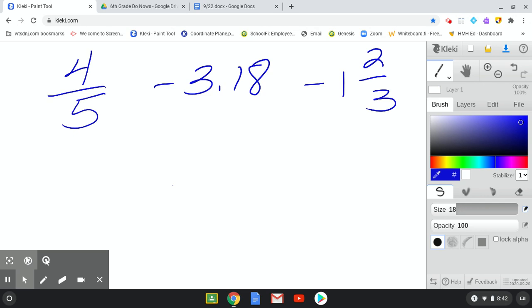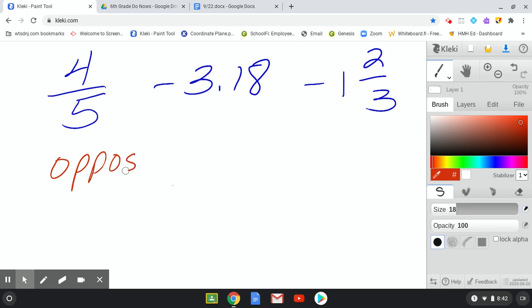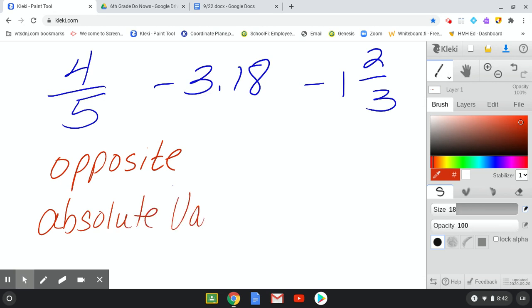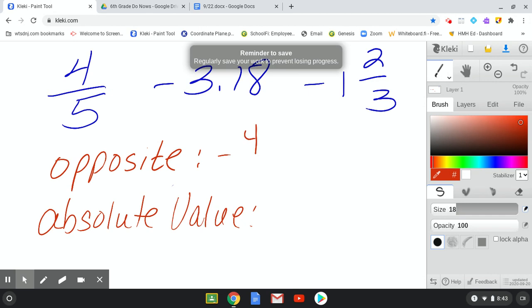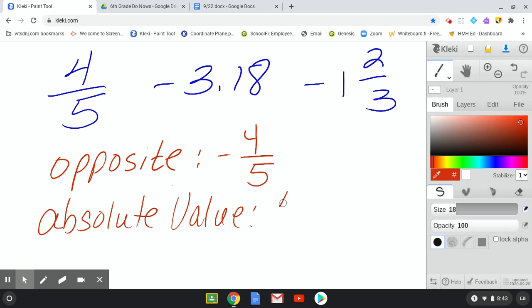Okay, now let's say I had these values and I want to find the opposite of these as well as the absolute value. So I want to find the opposite as well as the absolute value of each one. So looking at my first one, the opposite of 4/5 is going to be negative 4/5. Now the absolute value of 4/5 is just going to be 4/5. It's the distance away from 0, so that has to be positive.